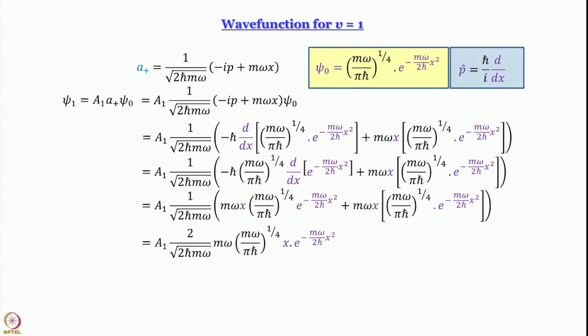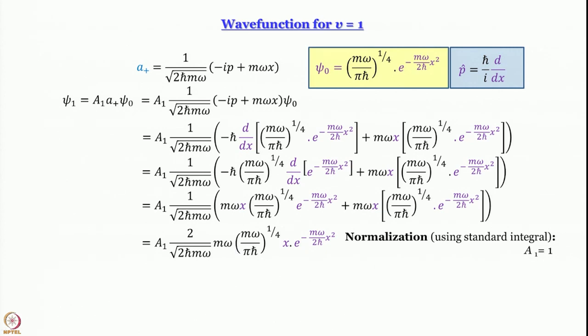A 1 multiplied by 2 by root over 2 h cross m omega multiplied by m omega multiplied by m omega by pi h cross to the power 1 by 4 multiplied by x multiplied by e to the power minus m omega by 2 h cross x square. And of course, you have 2 m omega in the numerator, root over 2 h cross m omega in the denominator. So, you are going to simplify this and you are going to get root over 2 m omega in the numerator and h cross in the denominator, right. That is what you will get, and you have to normalize it.